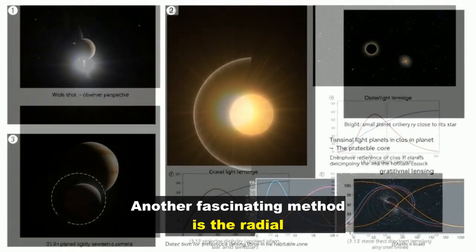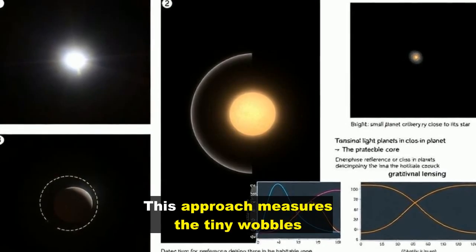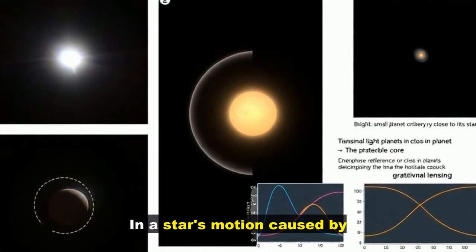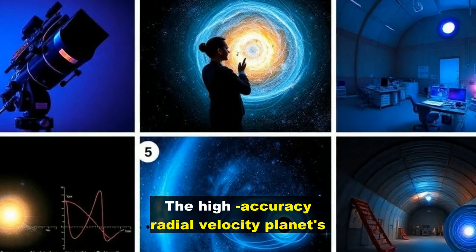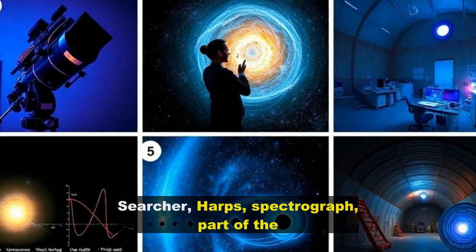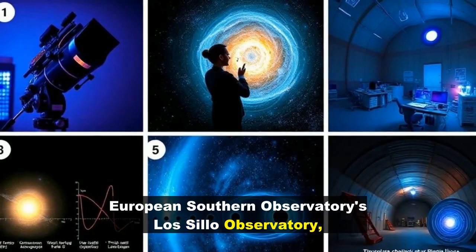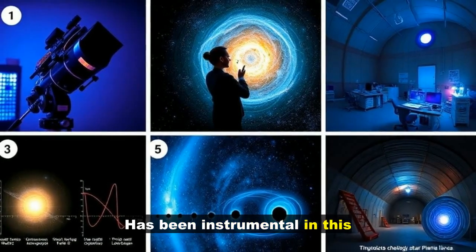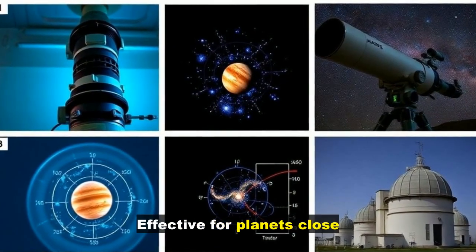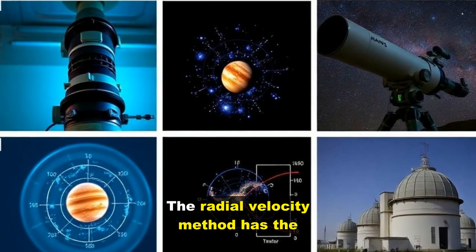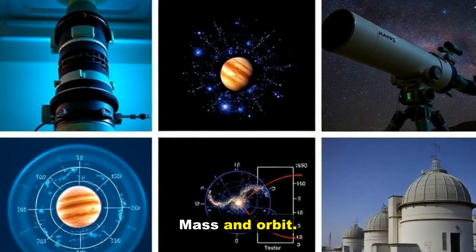Another fascinating method is the radial velocity technique, also known as the Doppler method. This approach measures the tiny wobbles in a star's motion caused by the gravitational pull of an orbiting planet. The High-Accuracy Radial Velocity Planet Searcher, HARPS, spectrograph, part of the European Southern Observatory's La Silla Observatory, has been instrumental in this method. It can detect planets as small as Earth, but it is more effective for planets close to their stars. The radial velocity method has the advantage of providing information about the planet's mass and orbit.